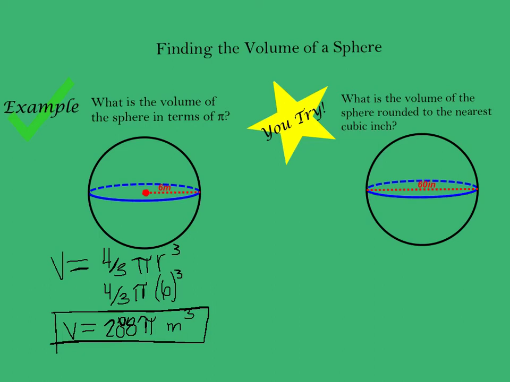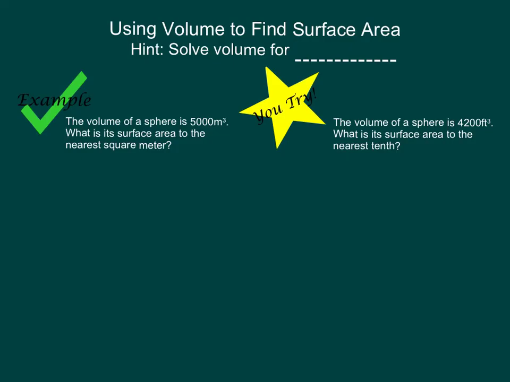Alright, so you try. What is the volume of the sphere rounded to the nearest cubic inch? And here it gives you that the diameter is 60 inches. So notice you only need radius to find both the surface area and the volume. So given one or the other, volume or surface area, you're able to find the other using radius. So we're going to use volume to find the surface area, and the hint here says solve volume for radius. So that's the first step that we'll have to do.